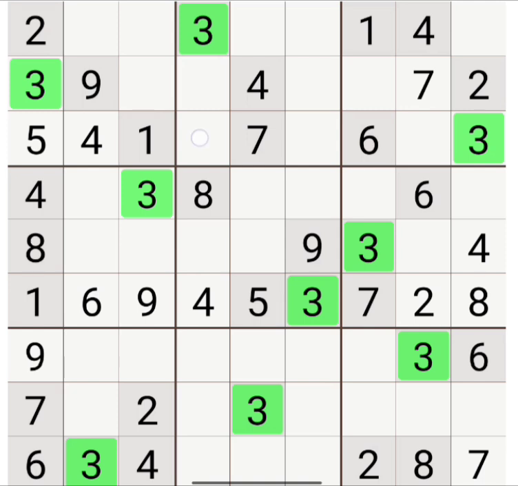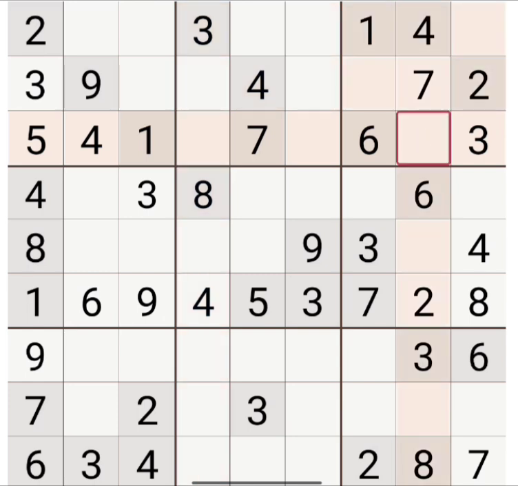Now let us complete the third row. 5, 4, 1, 7, 6, 3 are there. 2, 8, 9 are missing. In this cell we cannot place 2 and 8, so we have to write 9, because 2 and 8 are in the same column. Now 8 we cannot place in this cell because 8 is there in the same column. So we'll place 2 in this cell and 8 in this cell.